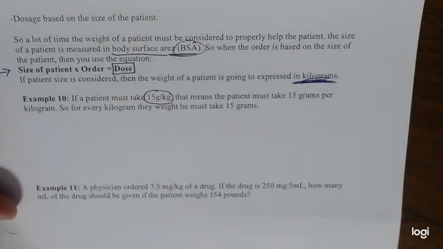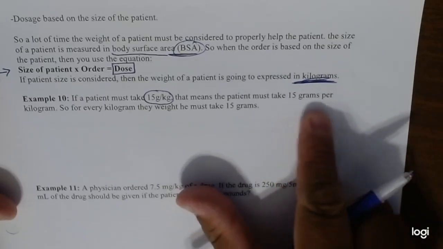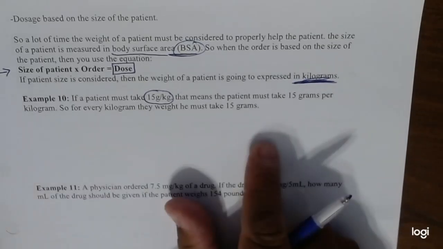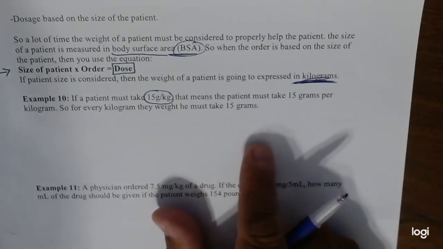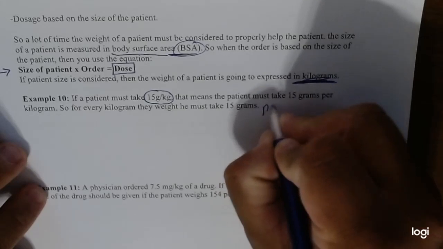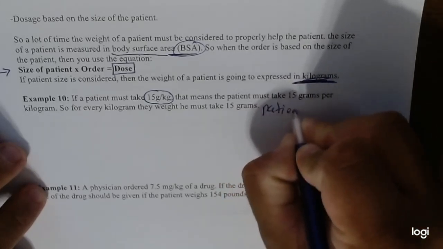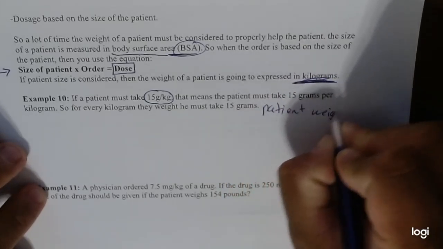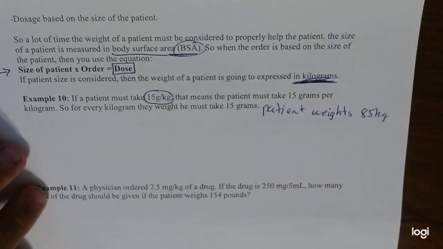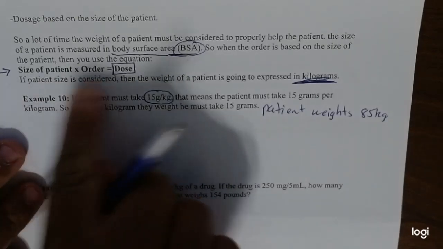So that's what this represents. That means the patient must take 15 grams per kilogram the patient weighs. Now, I kind of cut it off here. So for every kilogram, let's suppose the patient weighs 85 kilograms, for instance. Now, how much would this patient take in this instance? So he gave you a scenario of how we can actually use this.